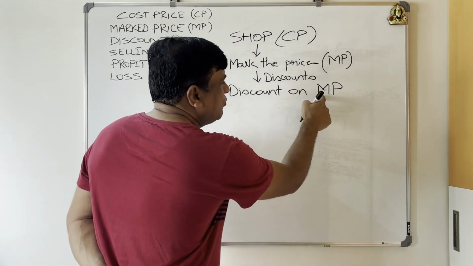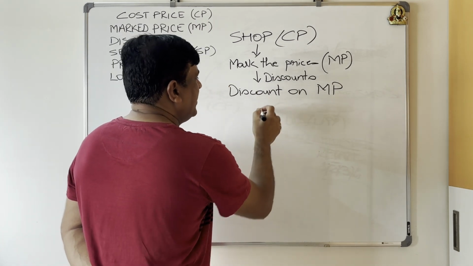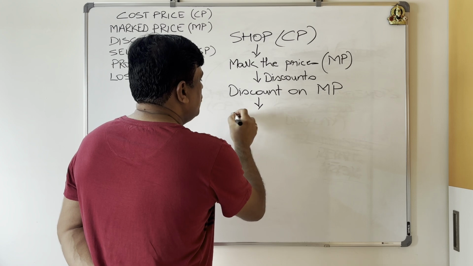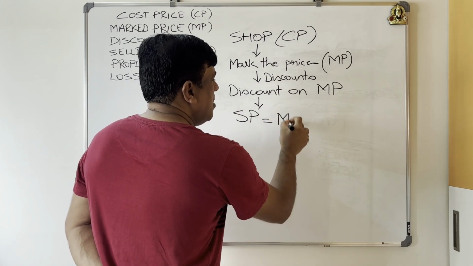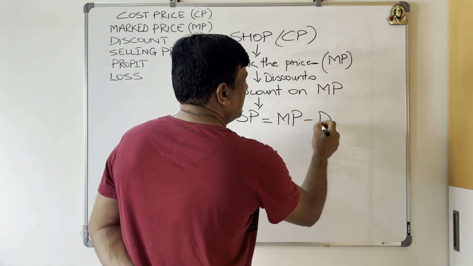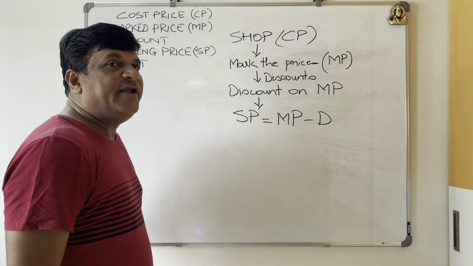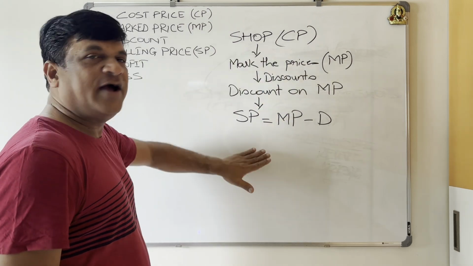Now, once they calculate the discount on the mark price, they are going to sell that product. So that is known as selling price. So selling price is always mark price minus discount. You might have seen this formula, right? Where does this formula come from? This is how it comes from.